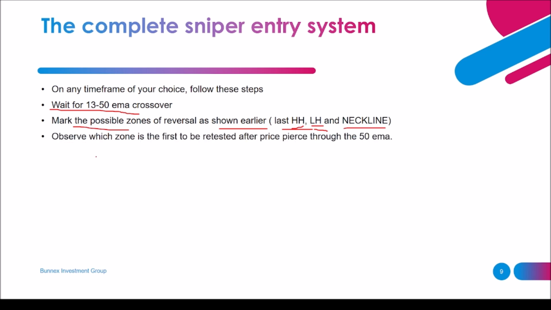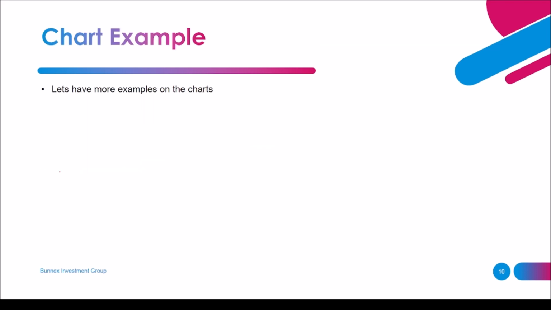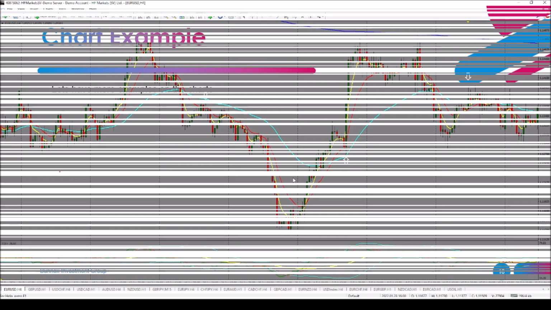Then after marking them, observe which zone is the first to be retested after price pierced through the 50. Basically, we are trying to say the nearest zone to the 50 EMA, below the 50 EMA or above, is the one that we anticipate to see the price retesting. Then after price retests these zones, you enter the market and wait for the market to play out. So let's have more examples on the charts to fully understand what we've been explaining.